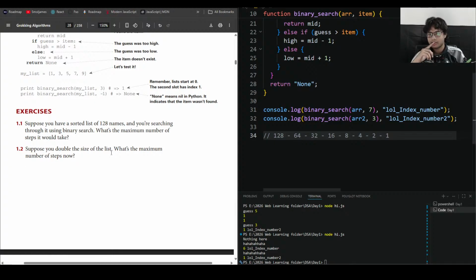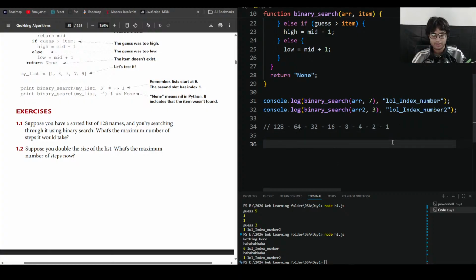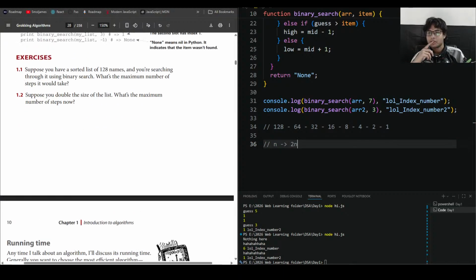Suppose you double the size of the list. What's the maximum number of steps? If the size was n, it becomes 2n now. What's the maximum number of steps now?